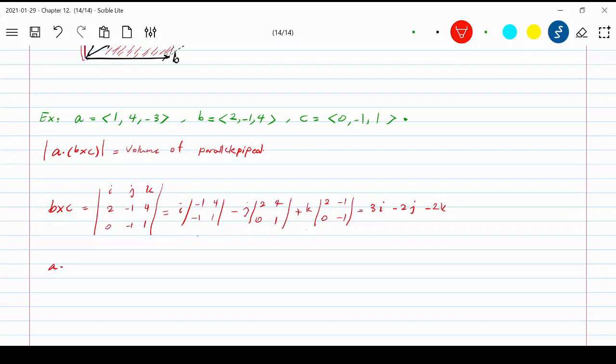So if we calculate A dot B cross C, it would be vector A, 1, 4, negative 3, dotted with the vector 3, negative 2 and negative 2, and that is simply 3 minus 8 plus 6, which gives us positive 1. If this was negative, you would take the absolute value to give you the volume. So the volume of the parallelepiped would be the absolute value of 1, which is simply 1. Okay, so we calculated the volume, and that is the use of that triple product.